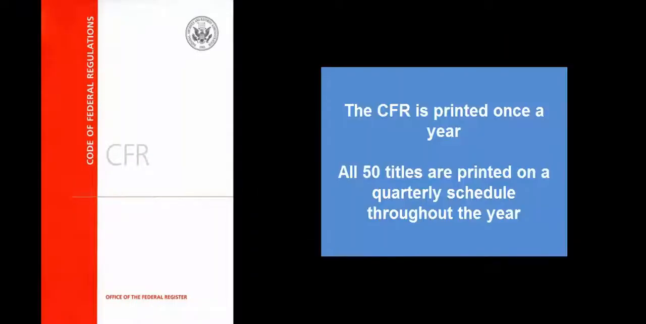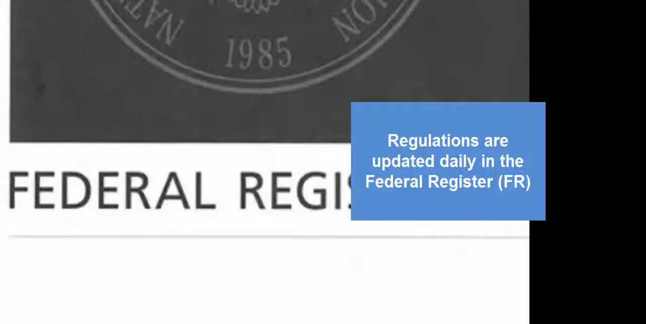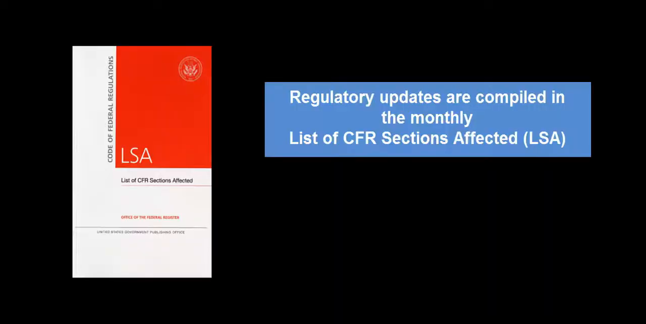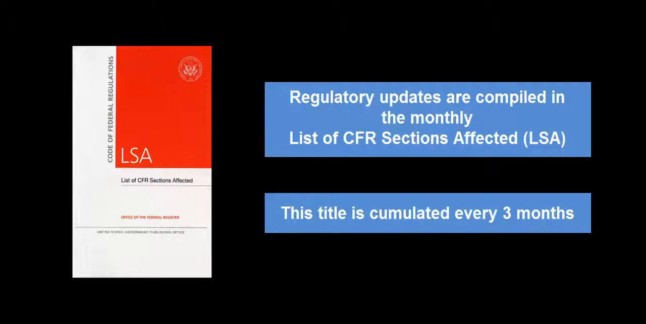The CFR as a whole is printed once a year. All 50 titles are divided up to be printed on a quarterly schedule throughout the year. Regulations are updated on a daily basis in the Federal Register, or FR. To compile the daily regulatory updates, a monthly list of CFR sections affected is published. This title is accumulated every 3 months.